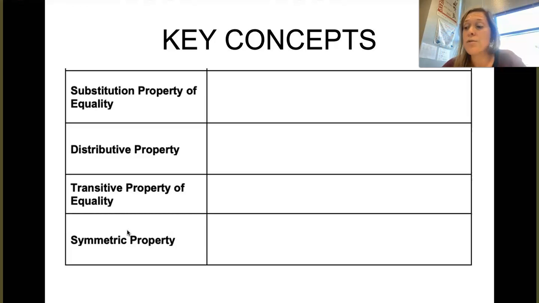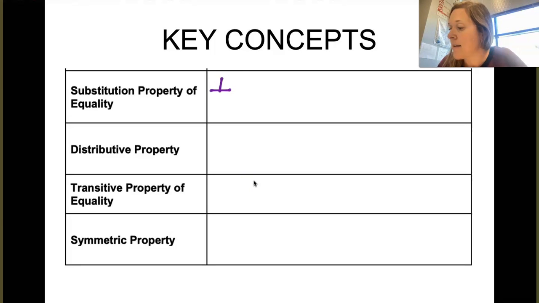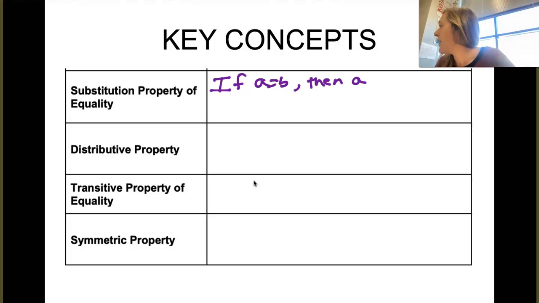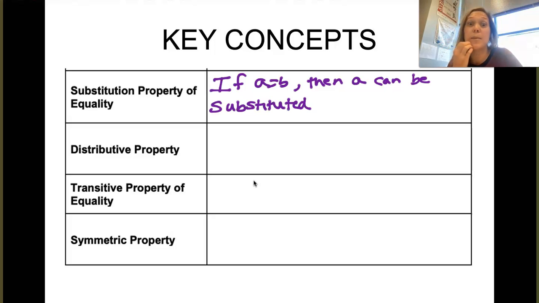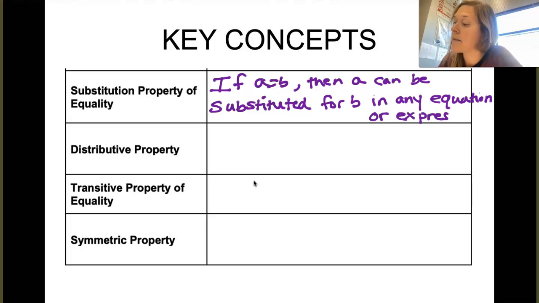Here we have the substitution property of equality. And what the substitution property of equality says is, if we go back to that A is equal to B, then A, I want to write this down correctly, A can be substituted, someone substitutes something in place of something, for B in any equation or expression. Probably do not have enough space in your box there, so I apologize. Squeeze it in as best as you can. Okay, so that's our substitution property of equality.